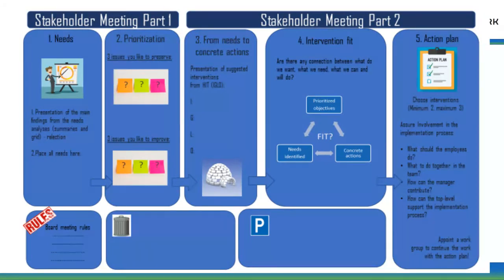Then you need to think about how the interventions we've chosen fit the needs that we saw in the first workshop. So there's a bit of a checking exercise to make sure that there is fit between those, and also whether they fit with the priorities and objectives of the organisation as well.